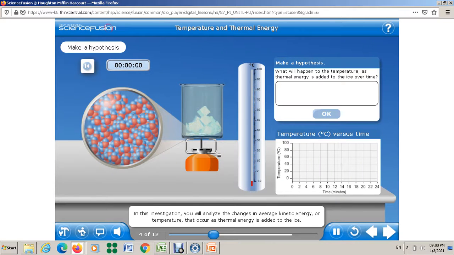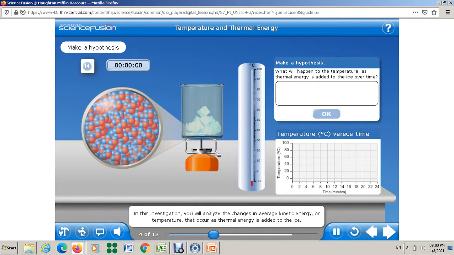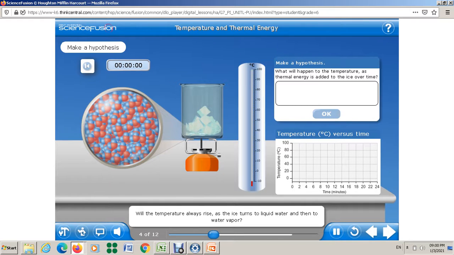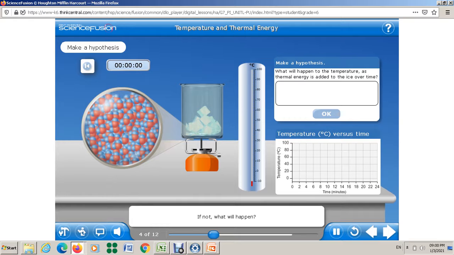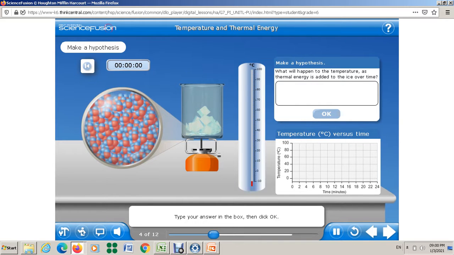In this investigation, you will analyze the changes in average kinetic energy, or temperature, that occur as thermal energy is added to the ice. Will the temperature always rise as the ice turns to liquid water and then to water vapor? If not, what will happen? Make a hypothesis. Type your answer in the box, then click OK.